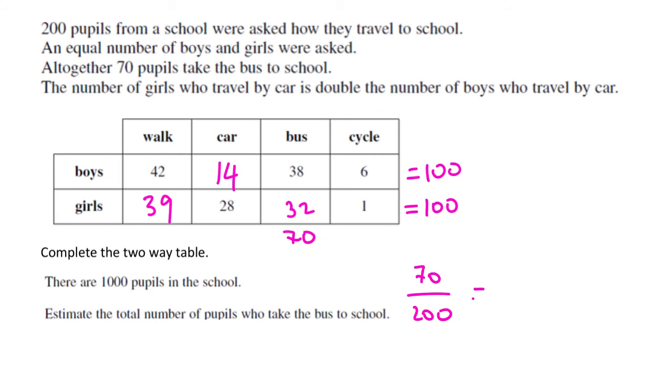So if we're trying to extrapolate that out to 1,000 pupils, what we would need to do is multiply our data by 5. So if we do 200 and we multiply that by 5, we get to 1,000. So we'd have to do the same for 70, and multiply that by 5. And if we do that, we get 350. So therefore, we would estimate that the total number of pupils who take the bus to school would be 350.